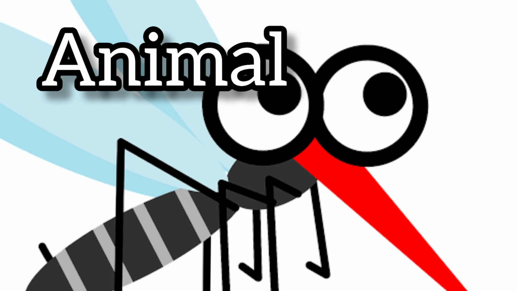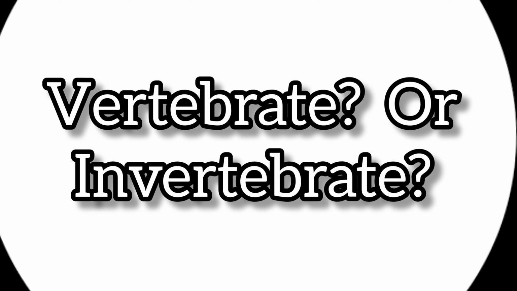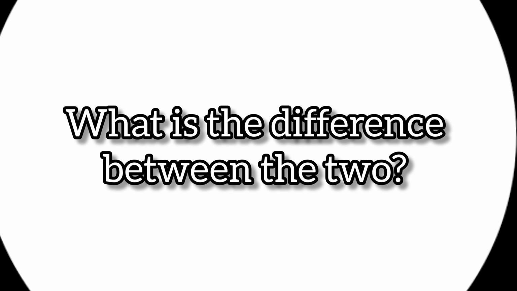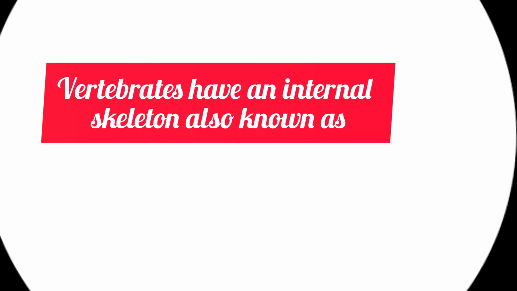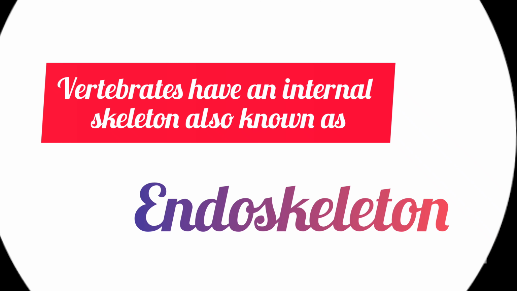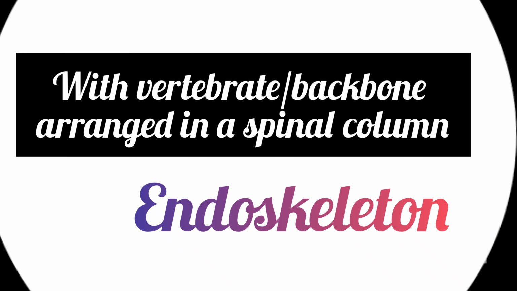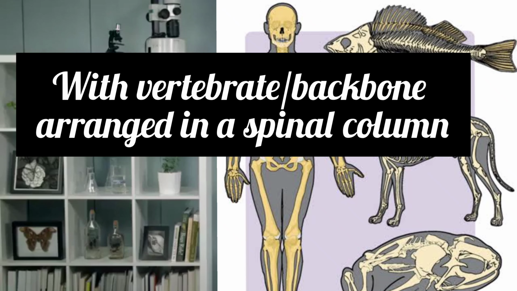If I were to show you an animal, could you tell me whether it is a vertebrate or an invertebrate? What is the difference between the two? Well, the clue is in the names. Vertebrates have an internal skeleton, also known as an endoskeleton, with vertebrae or backbones arranged in a spinal column.